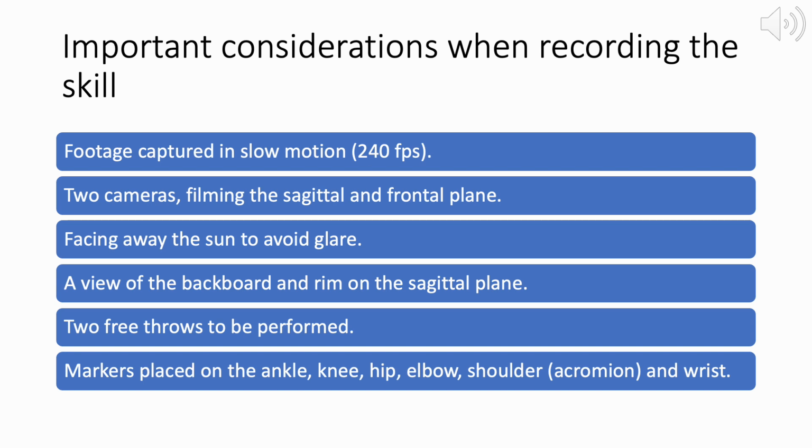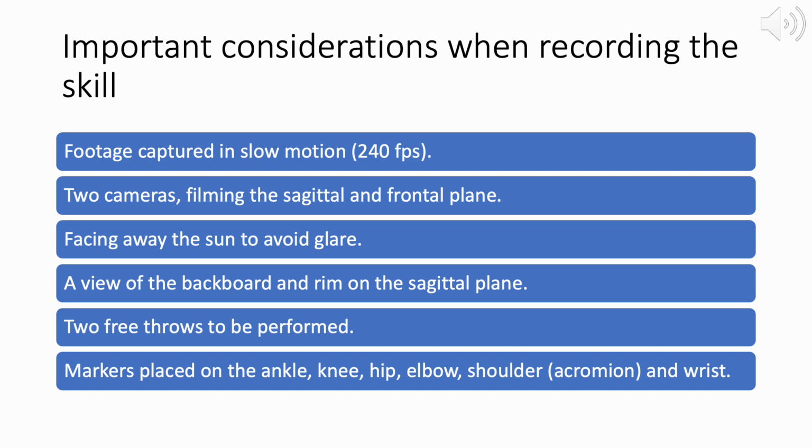The subject will go through a warm-up which includes form shooting to ensure correct form is used and dynamic stretches. Footage will be captured in slow motion, with one camera filming in the sagittal plane and one in the frontal plane. The cameras will be positioned facing away from the sun to avoid glare. Both cameras will have a view of the net to observe where the ball is placed and whether the shot is successful. Having the backboard and hoop in the frame will allow observation of the effects of wrist flick and knee depth on accuracy and distance.